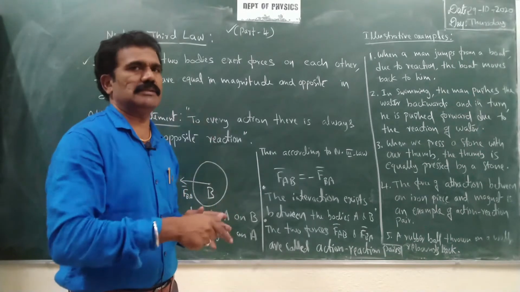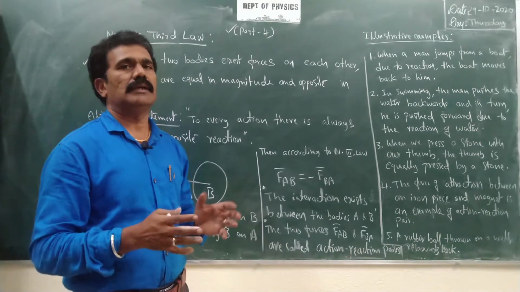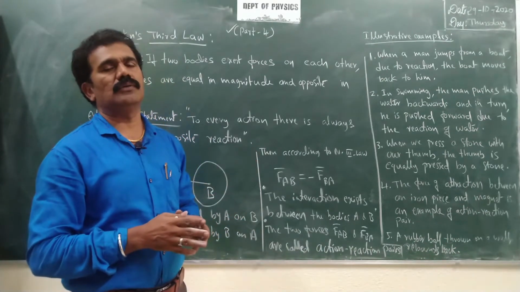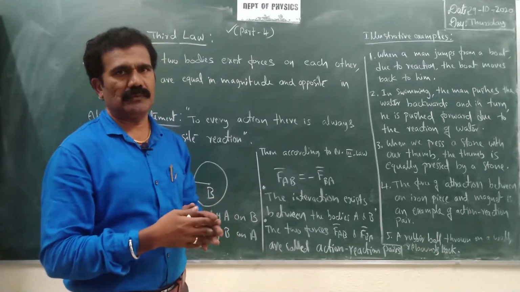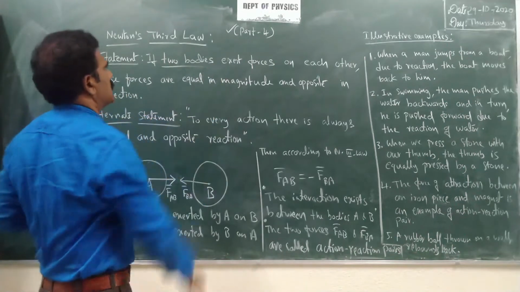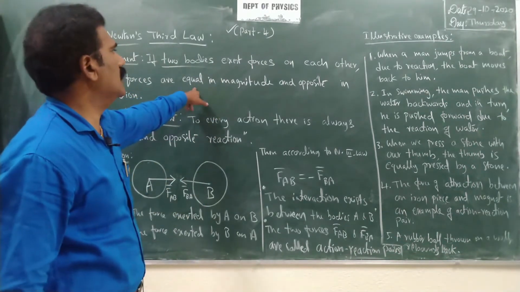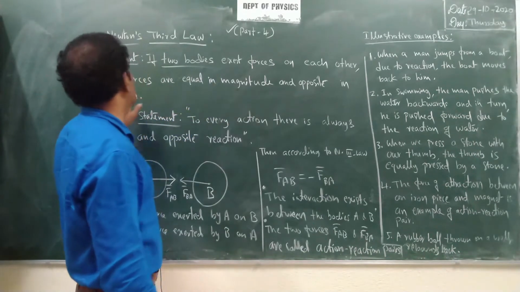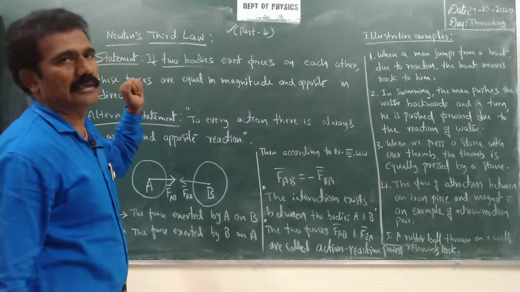Now in this case, that is Newton's third law, we have to consider two bodies interacting with each other. How are they interacting? By acting forces on each other. That is why you have to consider the two bodies here. Two bodies exert forces on each other. These forces are equal in magnitude and opposite in direction. That is the basic statement of Newton's third law.